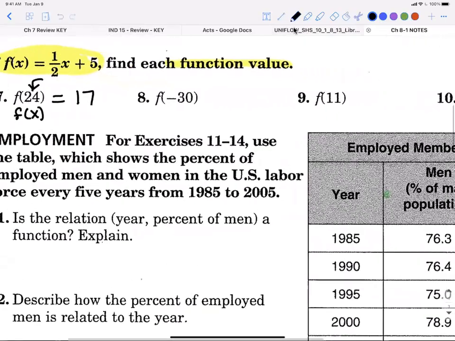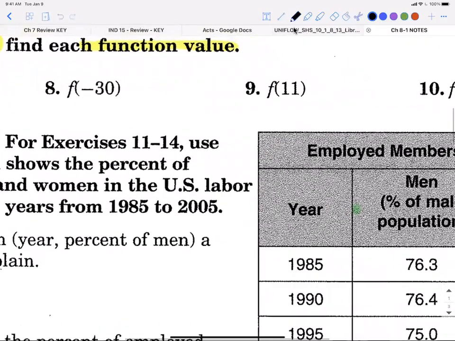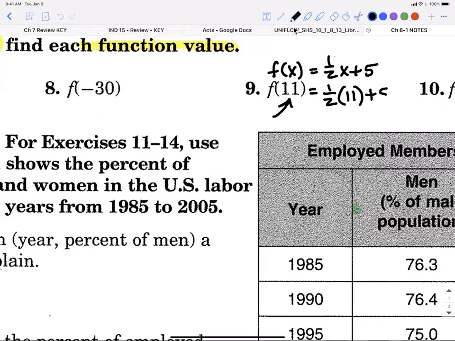Okay, number 9, you work it the same way. Remember, this is f of x equals 1/2 x plus 5. That's my f function. So this tells me my ingredients is 11. So that means I take 1/2 of my ingredients, which is my input. And now it wants to know what's the y value when I plug in an 11. Well, 1/2 of 11 is 5.5, and 5.5 plus 5 is 10.5. So my function's value when I plug in 11 is 10.5.